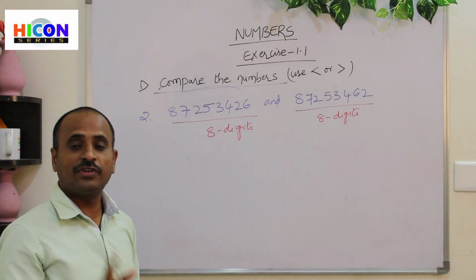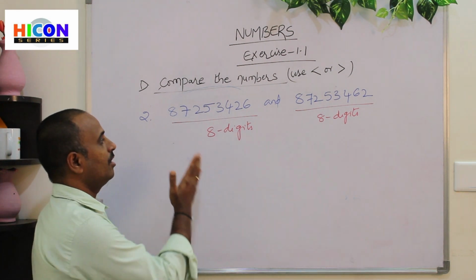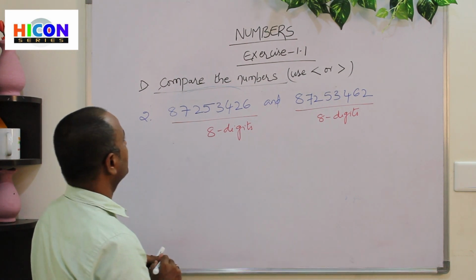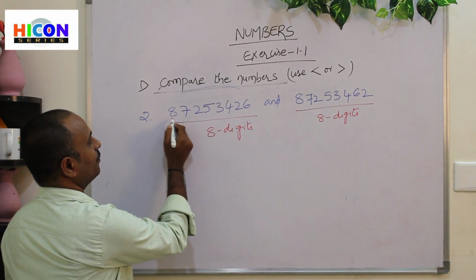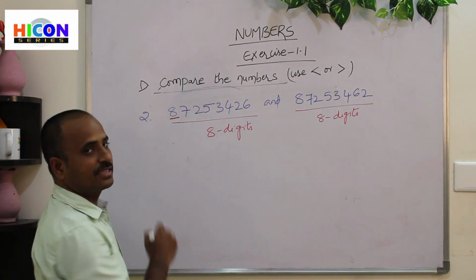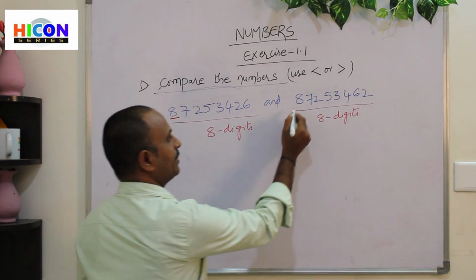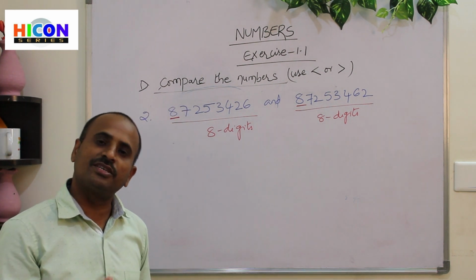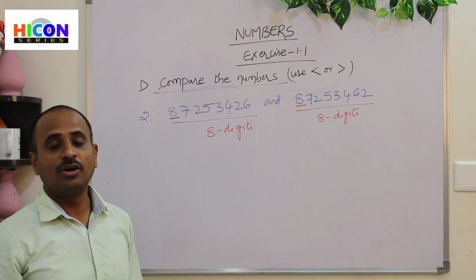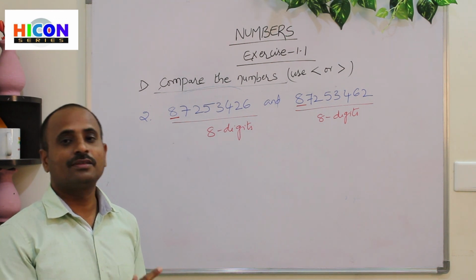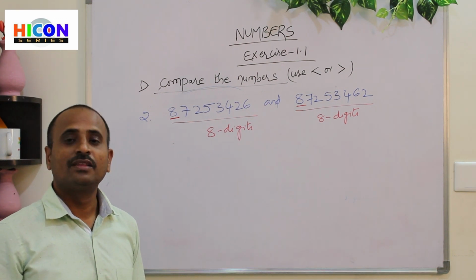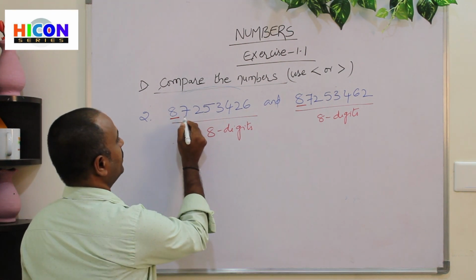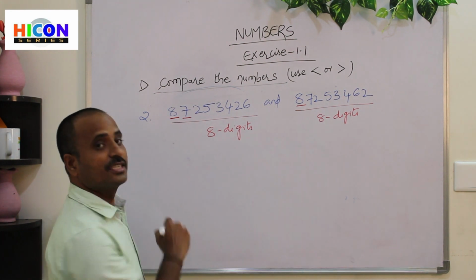So let us compare the first digit which is present on the extreme left side of each number. So let us see what is the first digit here. In the first number, the first digit is 8. In the second number, the first digit is also 8. So the first digits are same. Now compare the second digit. If the first digits are same, then compare the second digits. See the second digit in the first number. Here the second digit is 7.